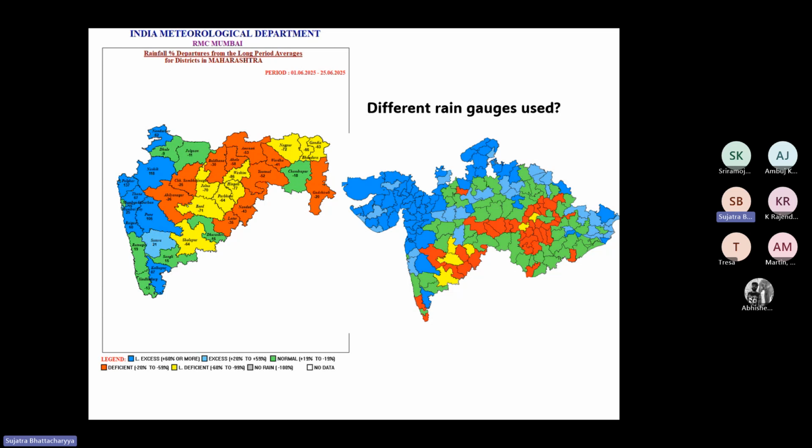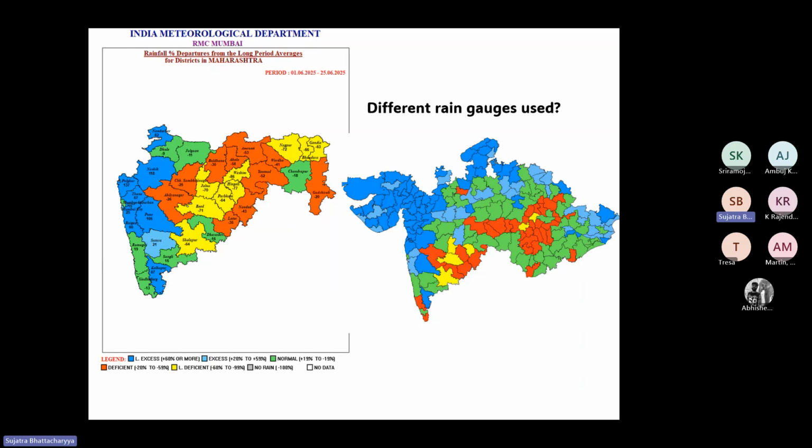Now, why I want to show you: it's the same department, and I assume the rain gauge is the same, but there are clear differences. See, Solapur is showing deficit here and normal here. That I don't understand. How can the same agency with the same rain gauge put out two different results? Somebody has to check it out. Maybe the Mumbai one had more rain gauges of its own around. But that's one part.